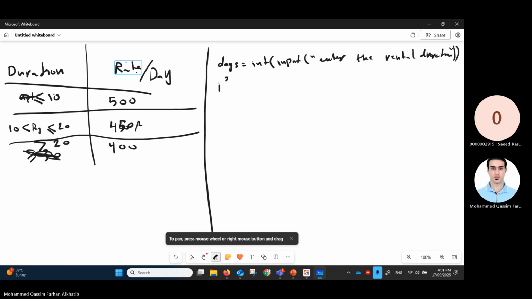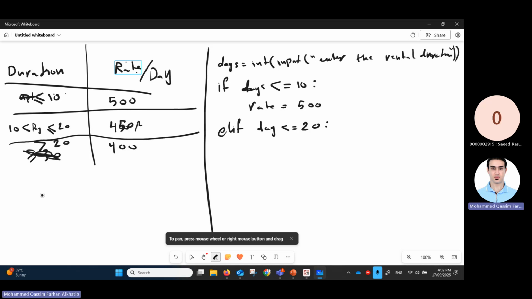Now, if days is less than or equal 10, what will happen there? On the rate, right? So rate equal 500. What is the other thing? Elif. Now it's a multi-branch. See, the moment you see 3 choices, that's multi-branch. Elif. What's the other condition? Less than or equal 20, rate equal 450.